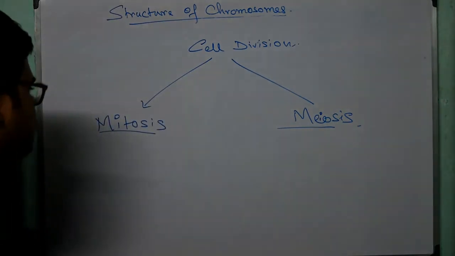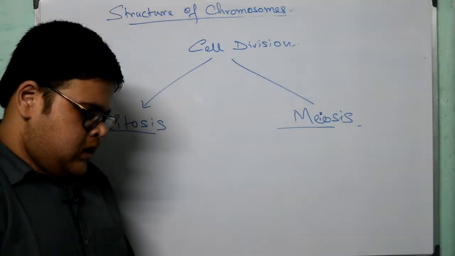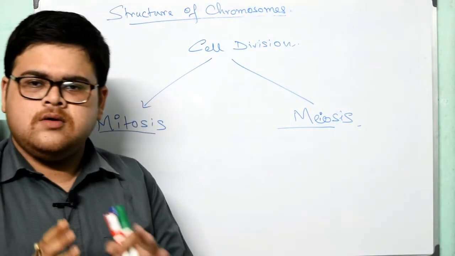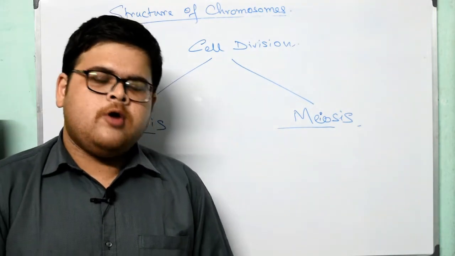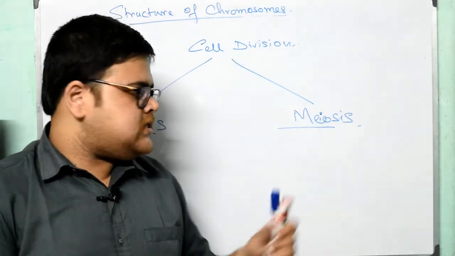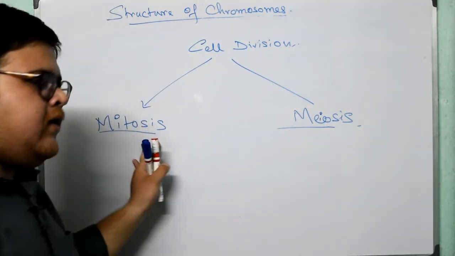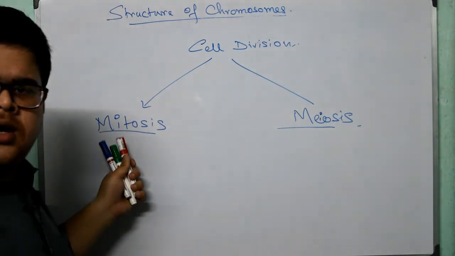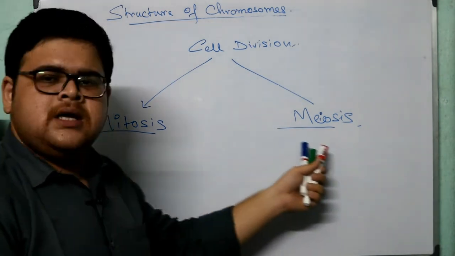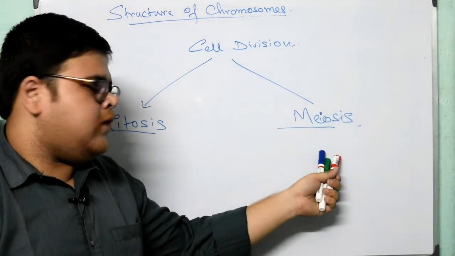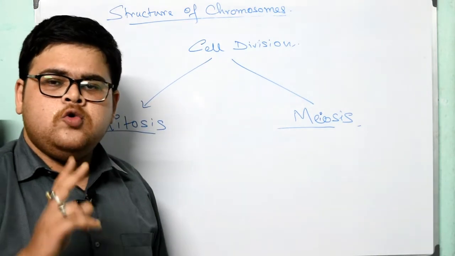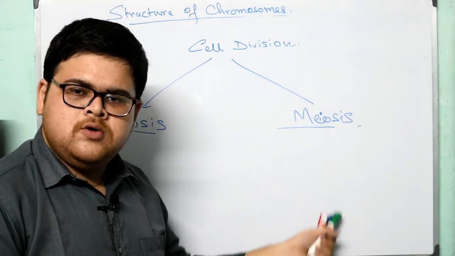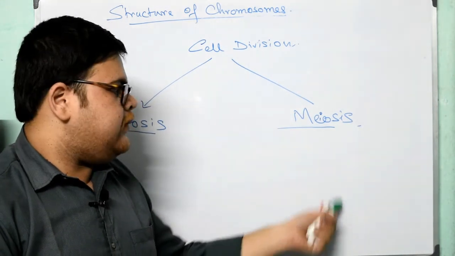Okay, so what are mitosis and meiosis? When a cell divides on its own, from a single parent, and forms a new offspring or a new daughter cell, we call it mitosis. But in meiosis, two parent cells are incorporated and one new organism or new cell is formed, we call it meiosis.